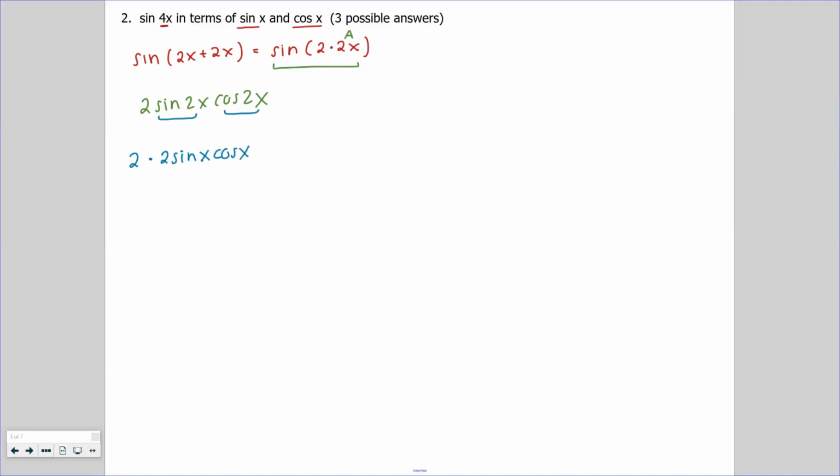And then cosine 2x, this is where the 3 possible answers come in. Cosine 2x has 3 different expansions. So it's really up to you guys which expansion you want to choose. I'll go with cosine squared minus sine squared. Right, just picked one. You could have picked any of the other ones. You would have gotten a correct answer. It would have just looked a little different. All right, and then all that's left is for me to distribute all of this into this binomial here, and then see if we have any like terms that we've got to combine. Okay, first term, we're going to get 4 sine x cosine cubed x. And then the next term we're going to get is minus 4 sine cubed x cosine x.